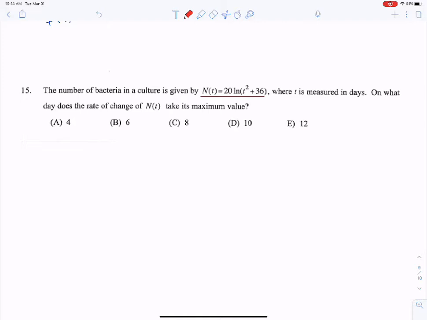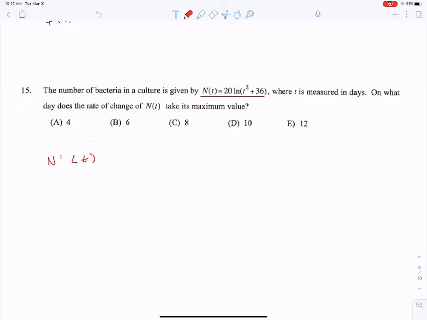Now, the question's asking, on what day does the rate of change of N of T take its maximum value? So in other words, I want to know, where does N prime of T have a maximum? So that means I'm going to have to look at its second derivative, right? Because it's asking where does N prime of T have a maximum, not where does N of T have a maximum. Because rate of change is a derivative.